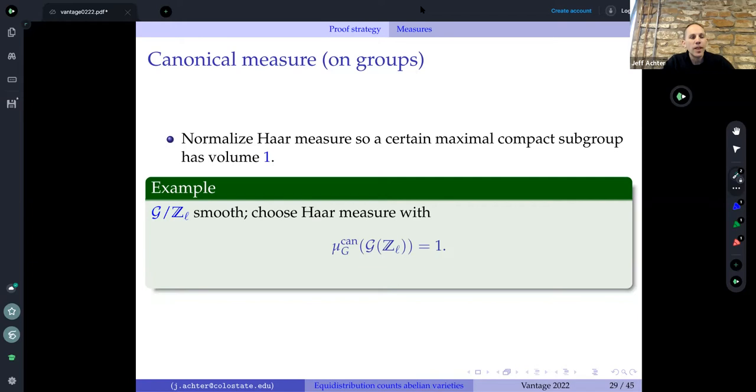There's yet another way to put a measure on a group. So, they taught us that we could put Haar measures on locally compact groups. And the only ambiguity is in the scaling. And so you choose your favorite set, you declare it has size one, and you walk away. It turns out that your favorite subset is the Z_l points once you've chosen a good model. And so that's the canonical measure.